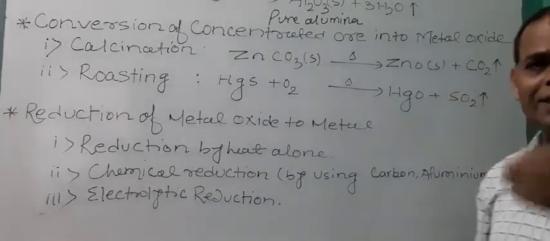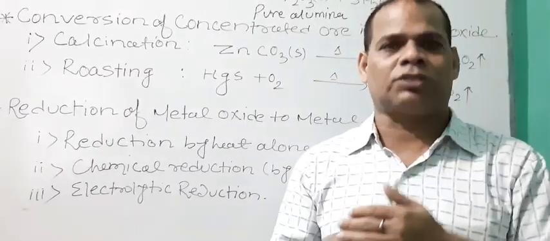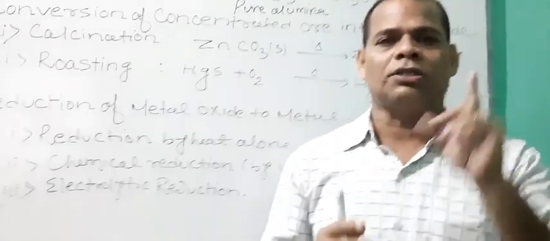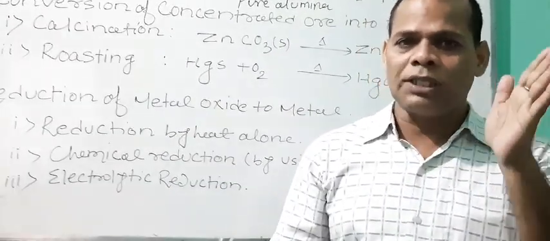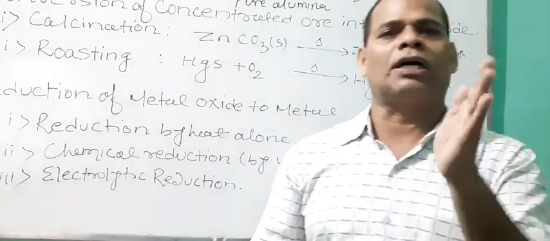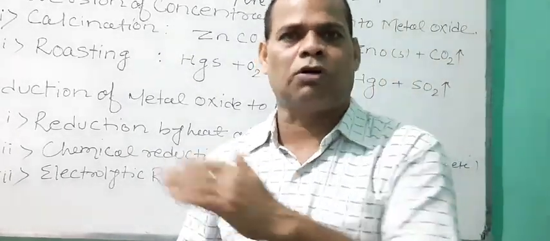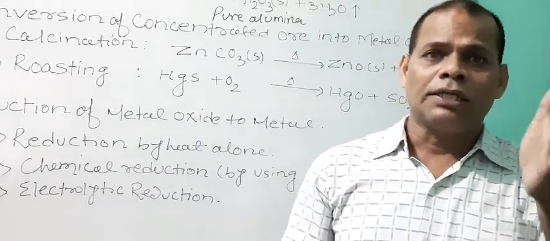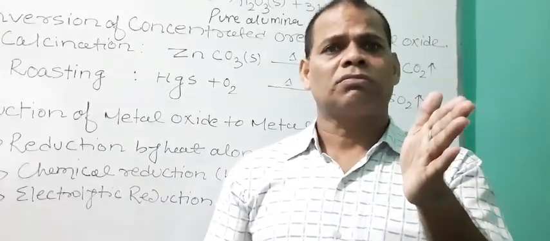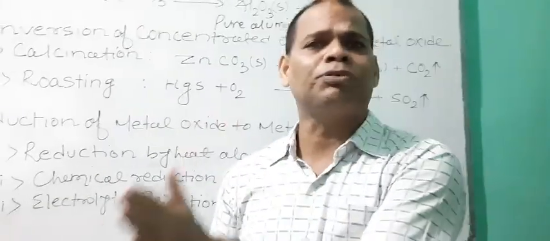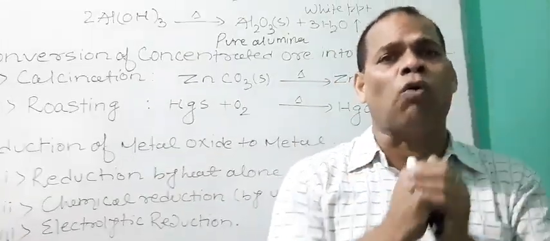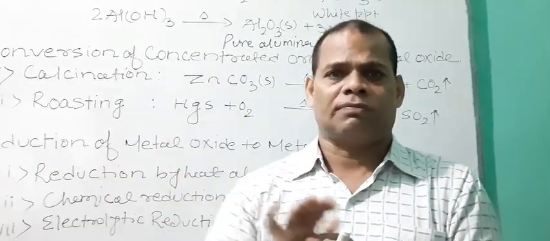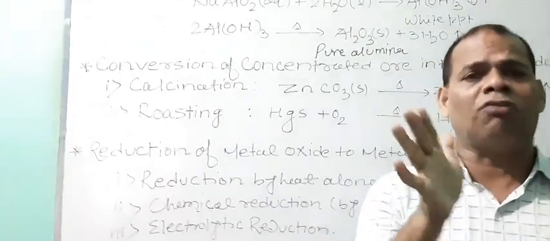So now, the objectives of calcination process. What are the objectives of calcination process? First, in this process, carbonate ore is converted into their oxide form. Second, it removes the volatile impurities present in an ore. Third, it removes the moisture. These are the objectives of calcination.